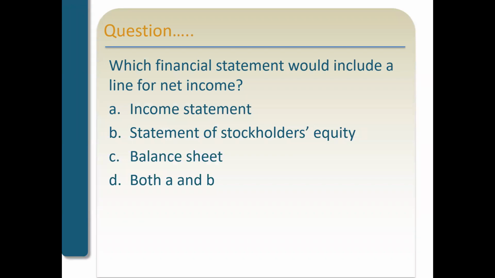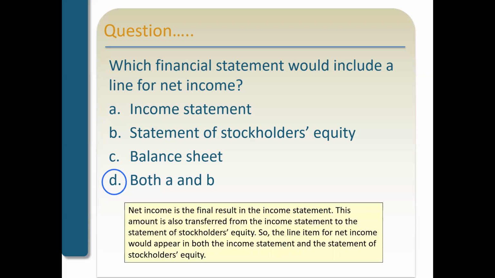What about this, guys? Which financial statement would include a line for net income? Correct. A is correct. B is correct. So do you see it? The answer is D. Because we need the income statement, and we're going to take that net income from the income statement and use it in the statement of stockholders' equity. It's not a part of the balance sheet because it's already in that figure of retained earnings. Okay?